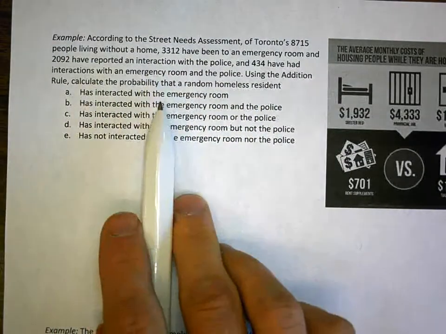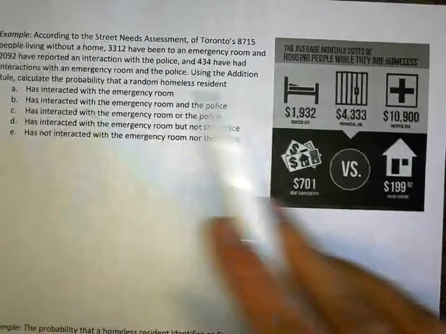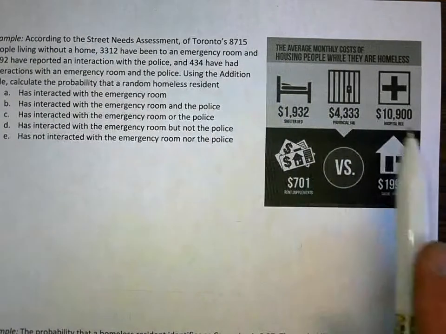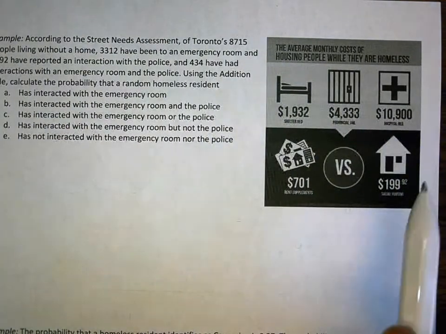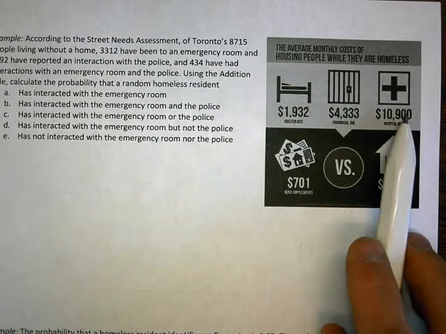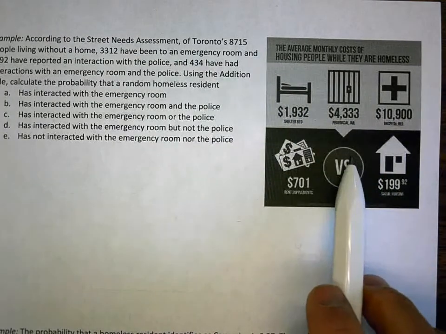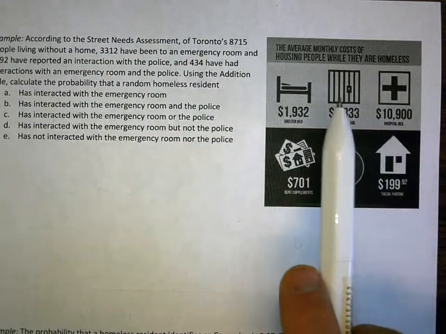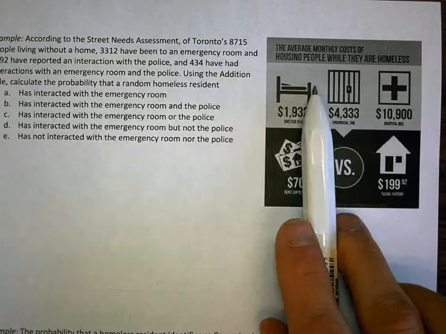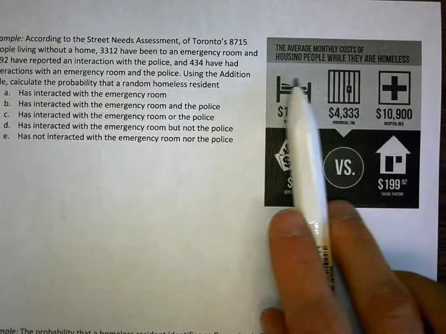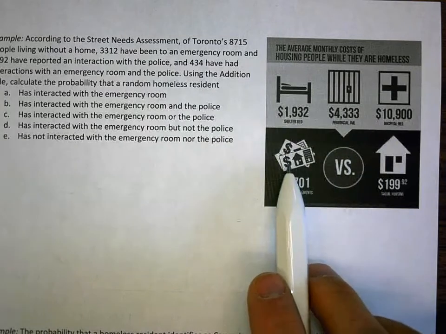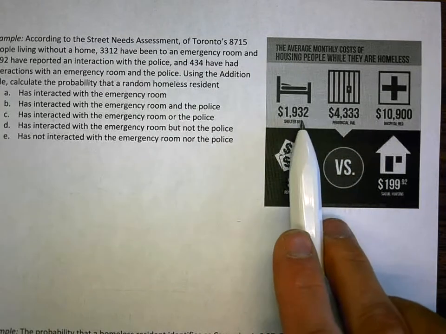I bring this up because, just before we go on to the example, this is an infographic from, I think, a group that's trying to help the homeless population, trying to end homelessness in Toronto. But the cost to society of homeless people is way higher if they're living on the street, if they don't have supports, because you have to pay for all of these things.